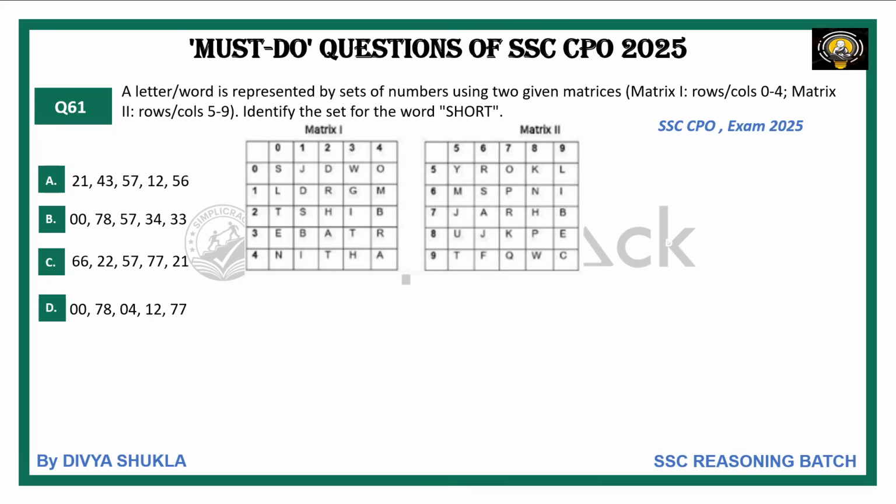A letter word is represented by the set of numbers using the given matrices. Okay, identify the set for short. You need the set for short.